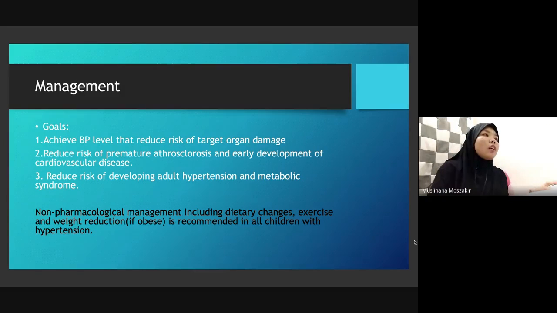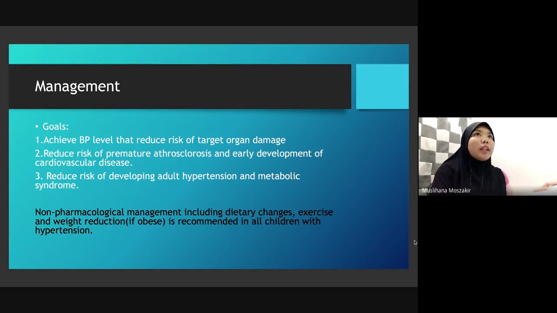For management, the goal is to achieve the BP level that reduces the risk of target organ damage. The real purpose is to reduce target organ damage, and then reduce the risk of premature atherosclerosis and early development of cardiovascular disease, because the earlier we discover that the patient is at risk for hypertension, the better. And then reduce the risk of developing adult hypertension and metabolic syndrome.